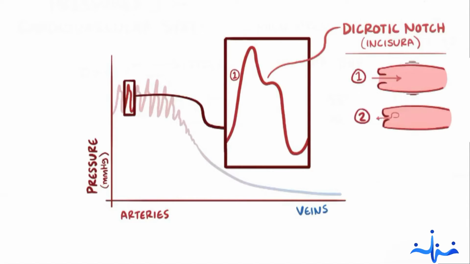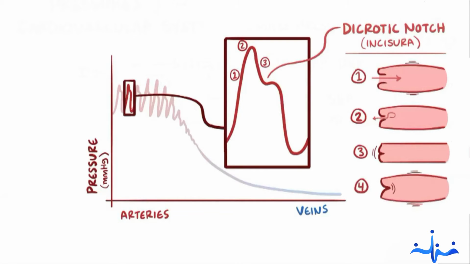And then as the heart starts to relax, a tiny amount of blood flows back into the ventricle, which causes the valve to snap shut and the pressure to fall. That snapping shut of the valve causes it to recoil back a little bit into the aorta, which causes a brief increase in the pressure of the aorta. And then finally, the pressure falls as the aortic valve settles.